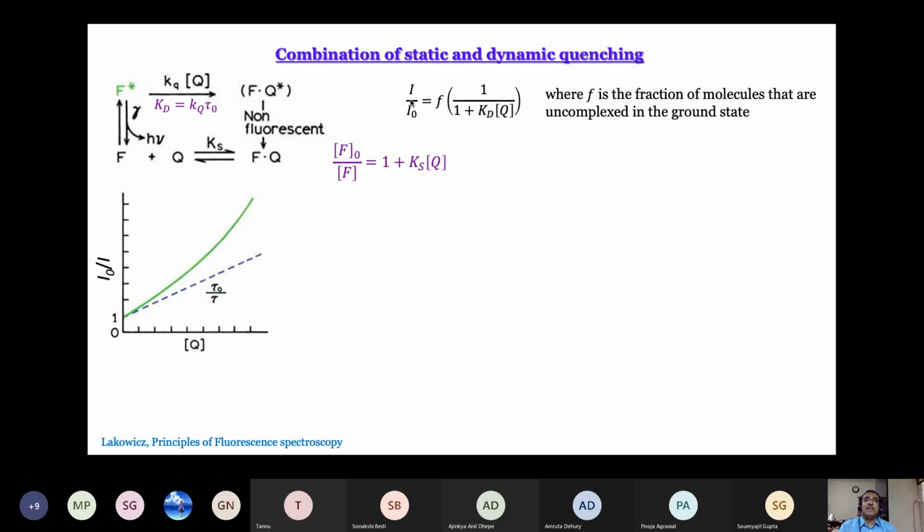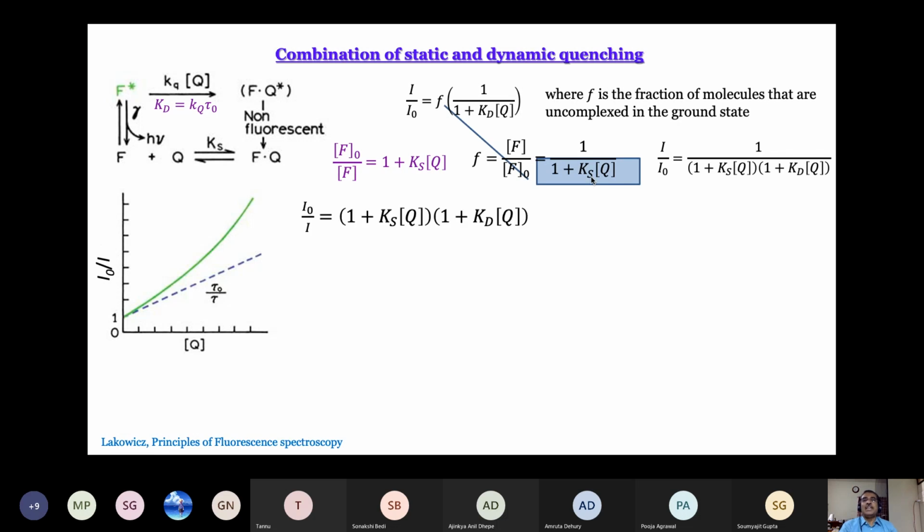How do we do it? Well, we invoke the equation we had got for the static quenching case. And here, remember, we are dealing with concentrations. F naught divided by concentration of F is given by 1 plus Ks multiplied by Q. What is F? F is simply the reciprocal of it. Concentration of F divided by F naught, so that is given by 1 by 1 plus Ks multiplied by concentration of Q. Plug it in to the expression for I by I0. This is what we get.